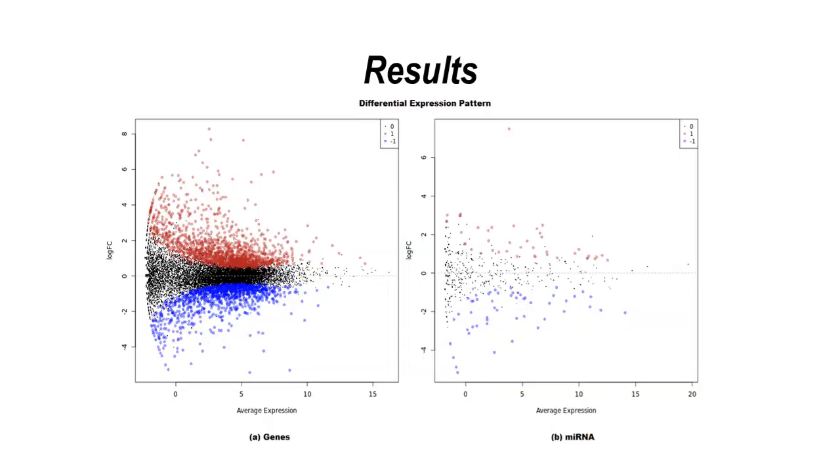Now moving on to the results, 2,757 genes were found to have log2 fold change of greater than 1 or less than -1, out of which 964 were downregulated and 1,793 genes were upregulated. A total number of 214 miRNAs were found to be differentially expressed, wherein 103 miRNAs were upregulated and 111 were downregulated.